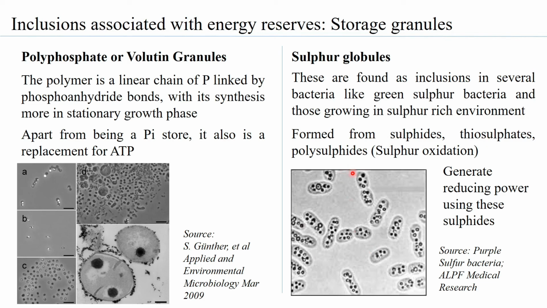So when the bacteria has to survive under anaerobic conditions where there is minimal oxygen present or hardly any oxygen present, then these sulfides are able to be the electron donors, and thereby these reducing powers can be used by the bacteria to get energy. So again, therefore, the sulfur globules are present in all bacteria that are present in sulfur-rich environment.